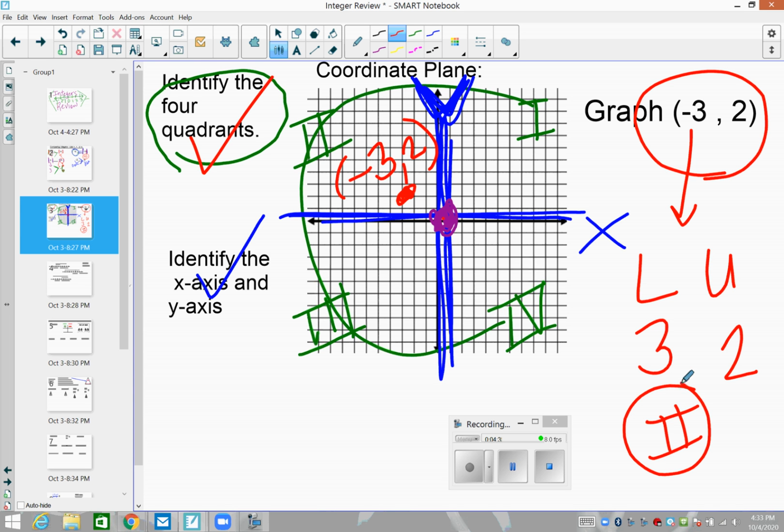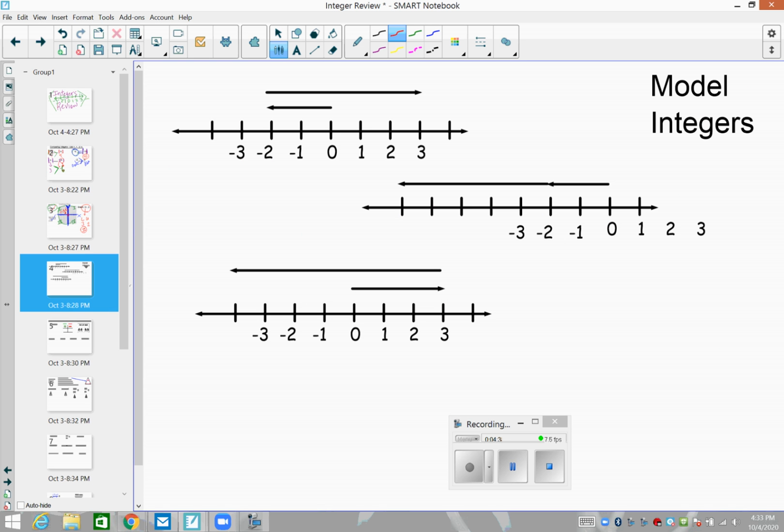So this is just our review from everything we did in the unit. So a little taste of every topic. The next topic we did was called modeling integers. How do we model on a number line?